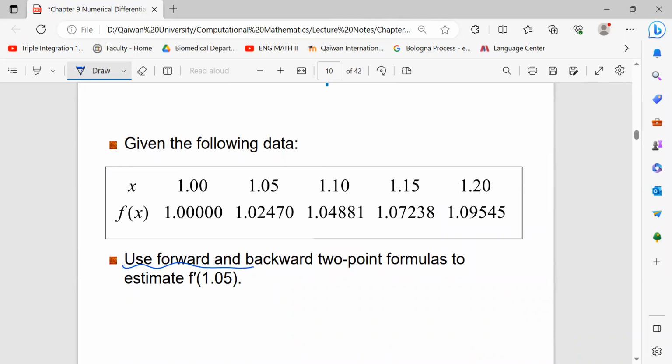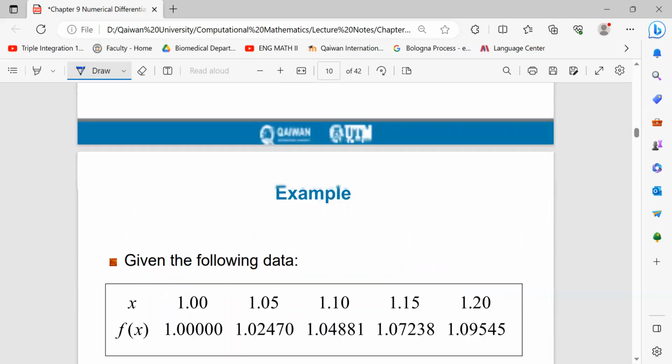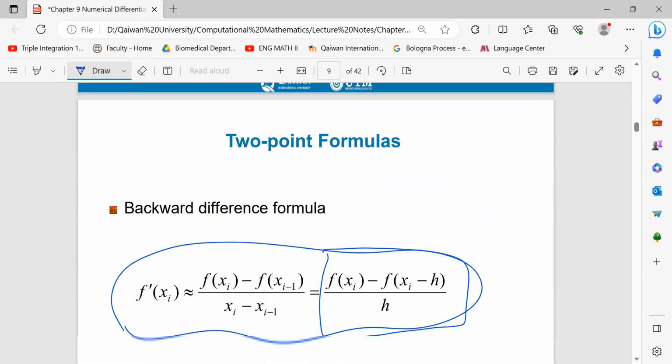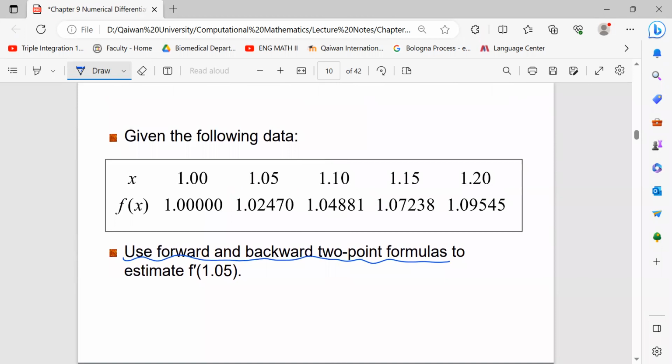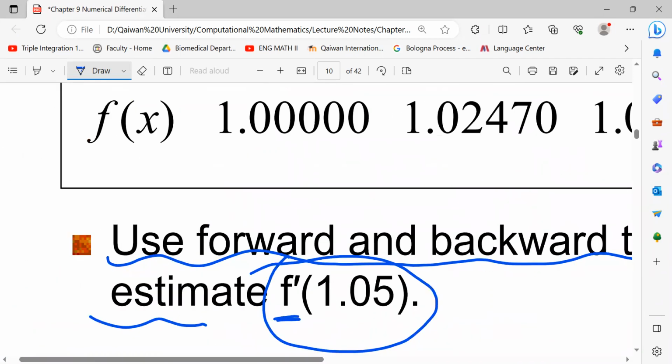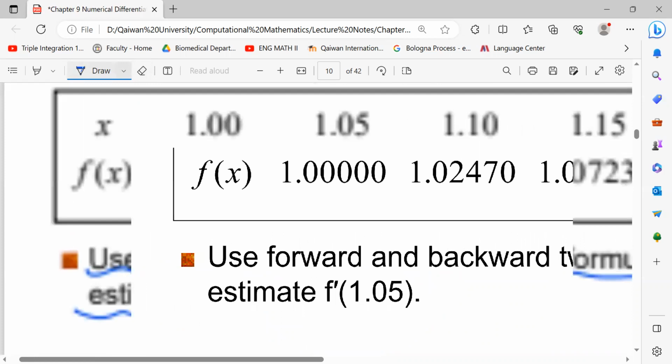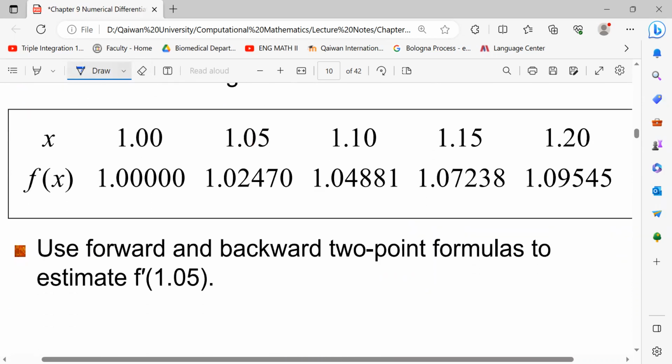It says use forward and backward 2 point formula. That means there are these two rules, this and this, okay? We need to use the 2 point formula for backward and forward to estimate f prime at 1.05. Look, it's asking for f prime, so you don't need to use the previous chapter. You must use this chapter because it's about numerical differentiation. So we need to use forward and backward for 2 points based on this data, okay?